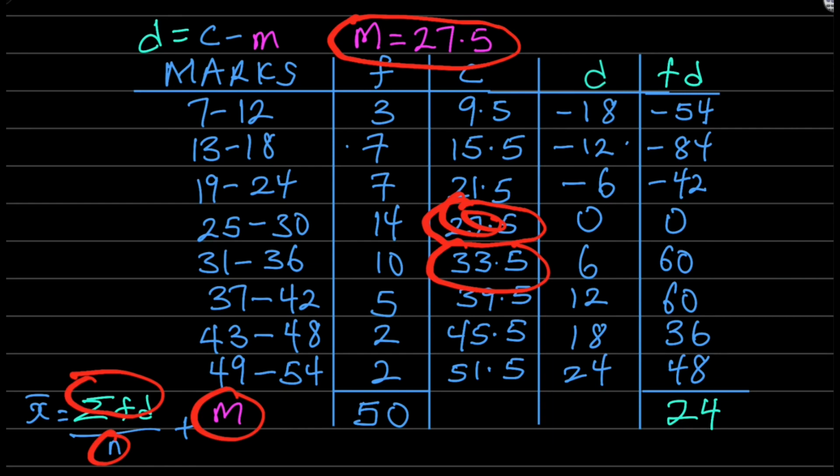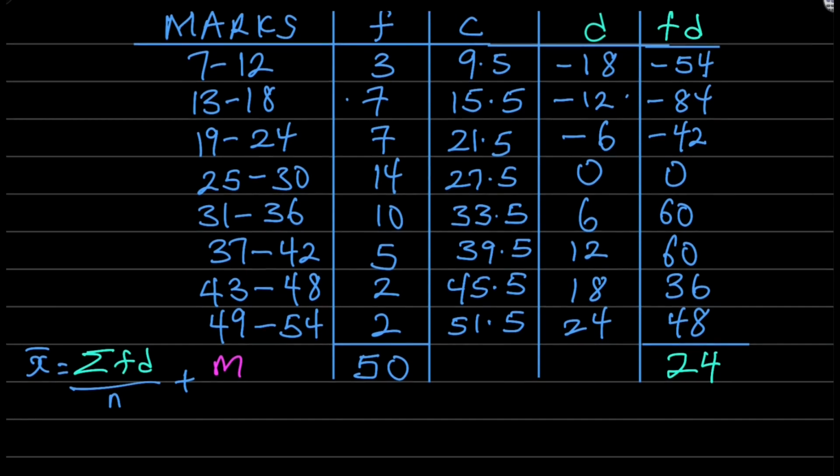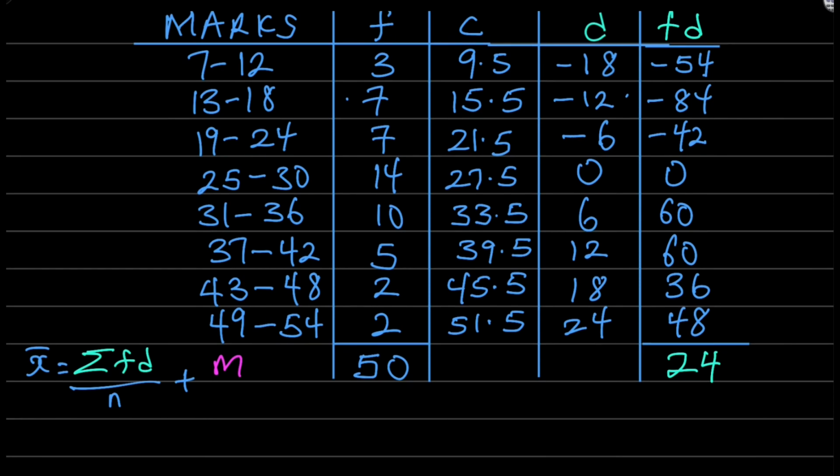So moving on, we can then apply the formula. I think we have all we need. We have summation FD here, we have our N, and then we have our M. Then we can find X bar. So X bar is equal to summation FD, which is 24, divided by our N, 50, plus our M, 27.5.